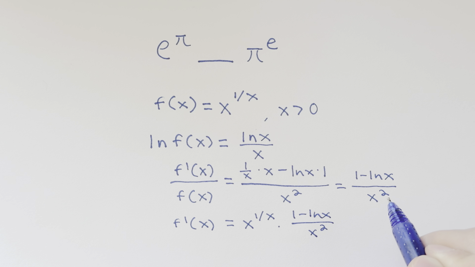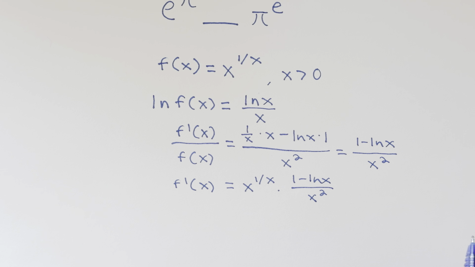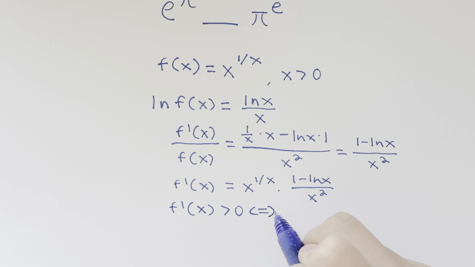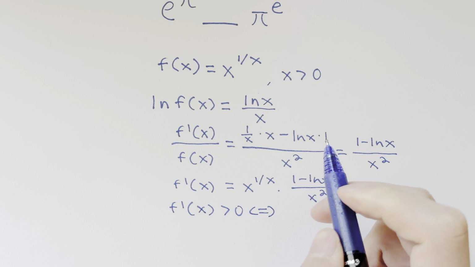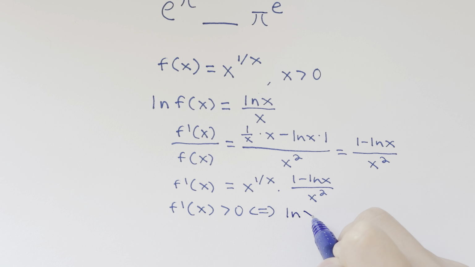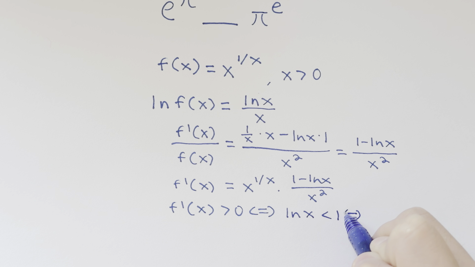Now, since x to the power of 1 over x is always positive and x squared is always positive, the sign of f prime of x is entirely controlled by the numerator 1 minus ln x. So we know that we want f prime of x to be greater than 0, which means that 1 minus ln x is greater than 0, or ln x is less than 1. So it would mean that x is less than e.